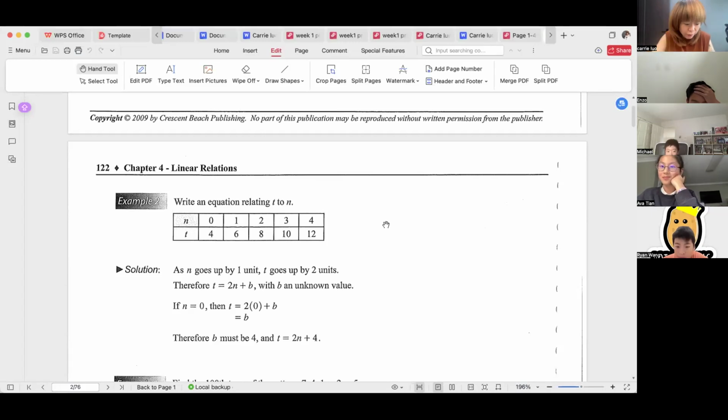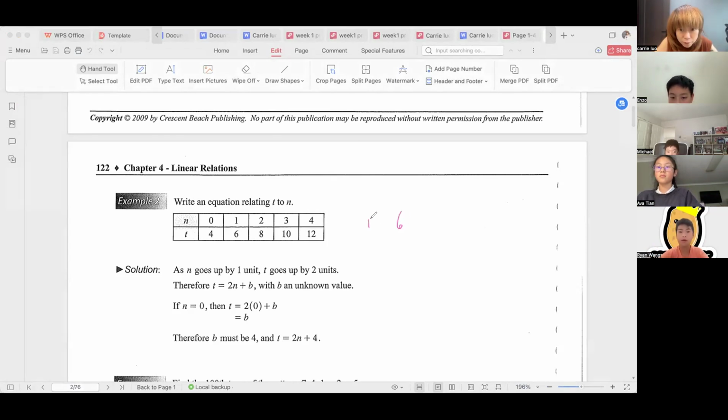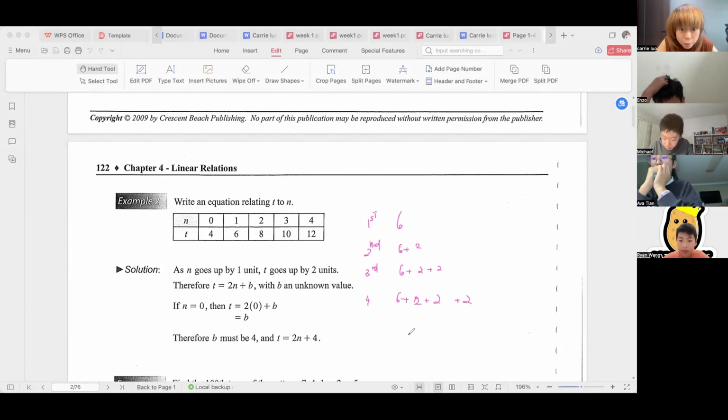Why is it just off the sharing? Can you see it, everybody? Yeah. Okay, so let's take a look at this one. When n goes up 1 and the t goes up by 2, right? Get it, everybody? So the first one is 6. Second one, 6 plus 2. The third one, 6 plus 2 plus 2. Right? The fourth one, 6 plus 2 plus 2 plus 2. Okay, so we want to find out the relationship.